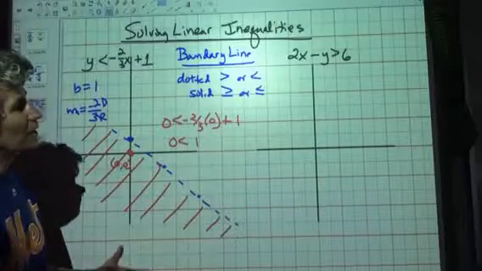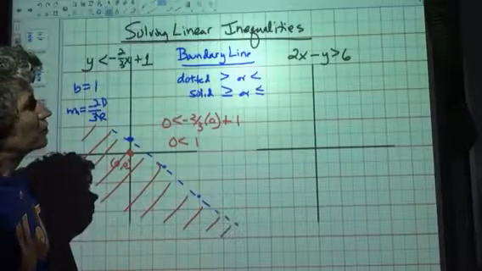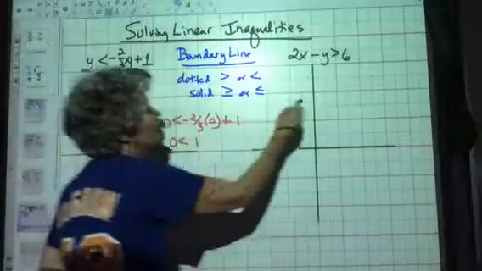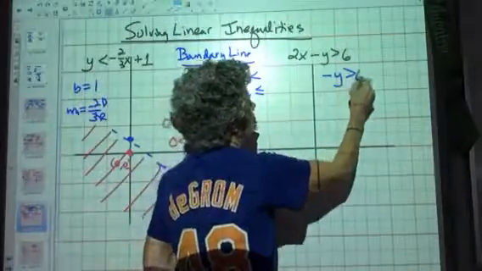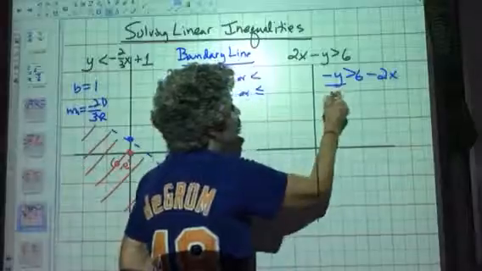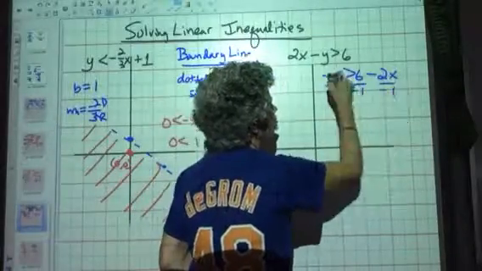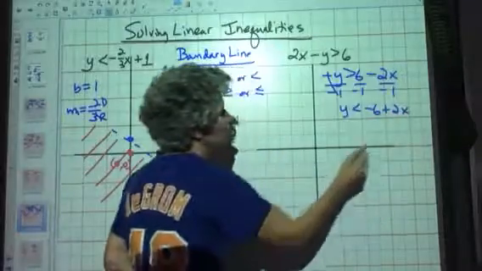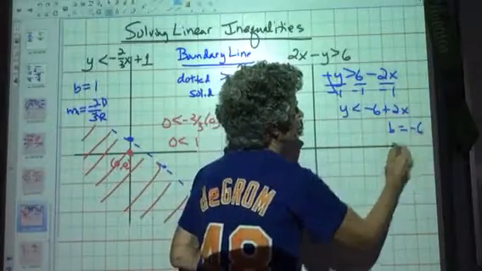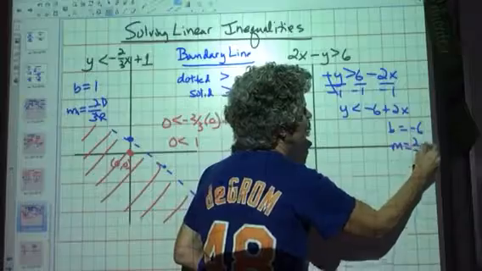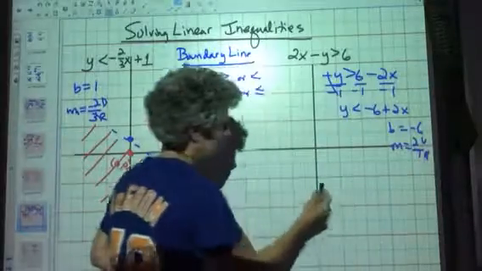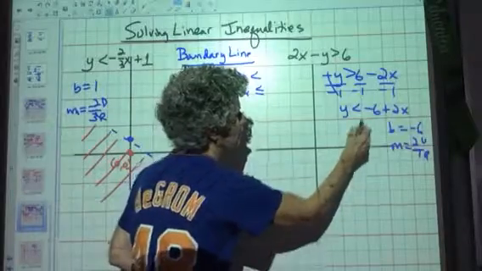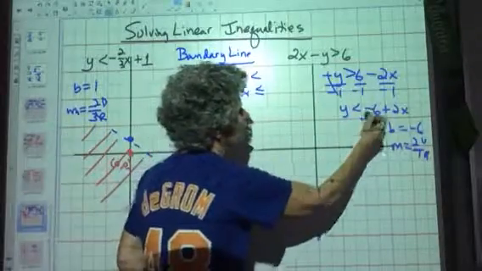So the next problem, you got a couple of options on this one. You could find your intercepts, or you could solve that one for y. I'm going to solve for y, and then divide by negative 1. But remember, that flips the sign around. So my y-intercept is negative 6, and my slope is 2 over 1, up and to the right. So negative 6, up 2, 1 to the right, and again a broken line.